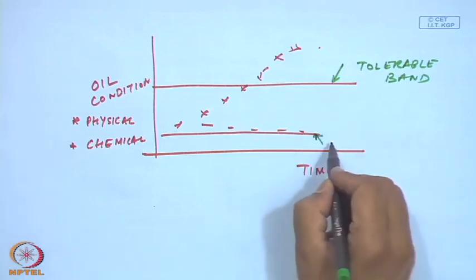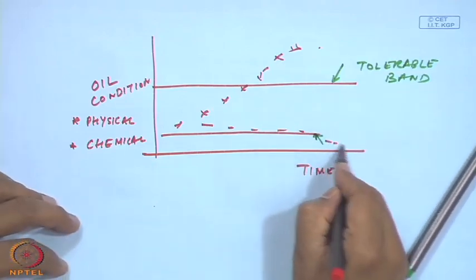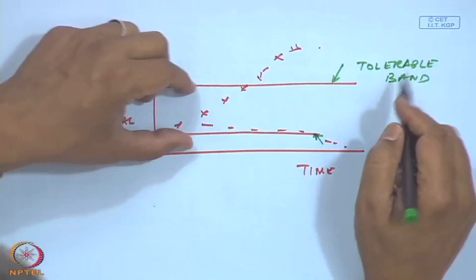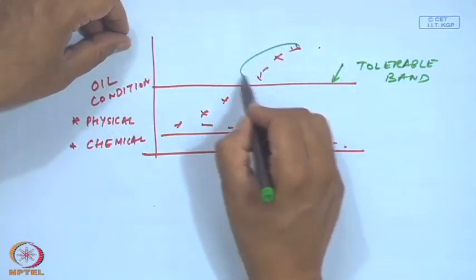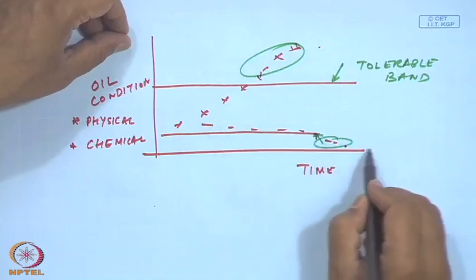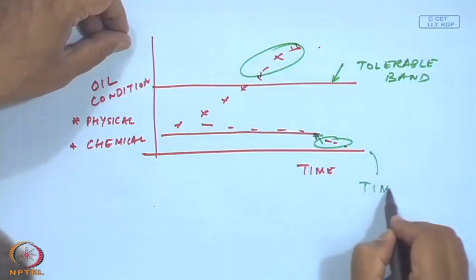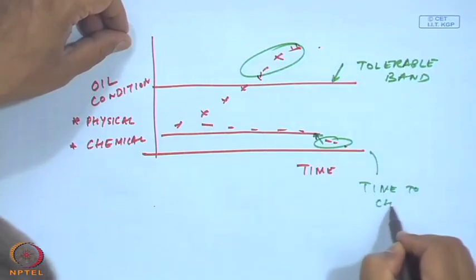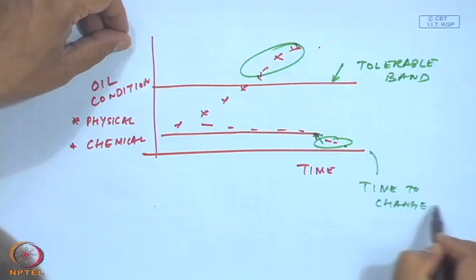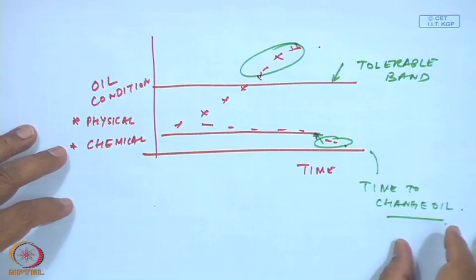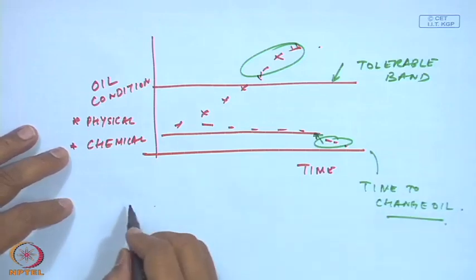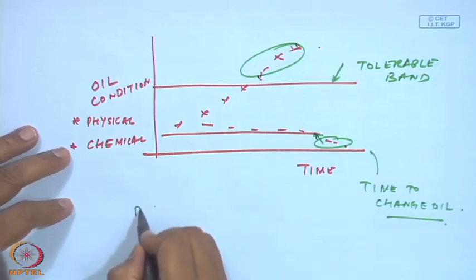If the properties deviate beyond these tolerable bands, upper limit and lower limit, we know it is time to change the oil. Time to change the oil. I will just give you an example, for example, when we have periodic maintenance.